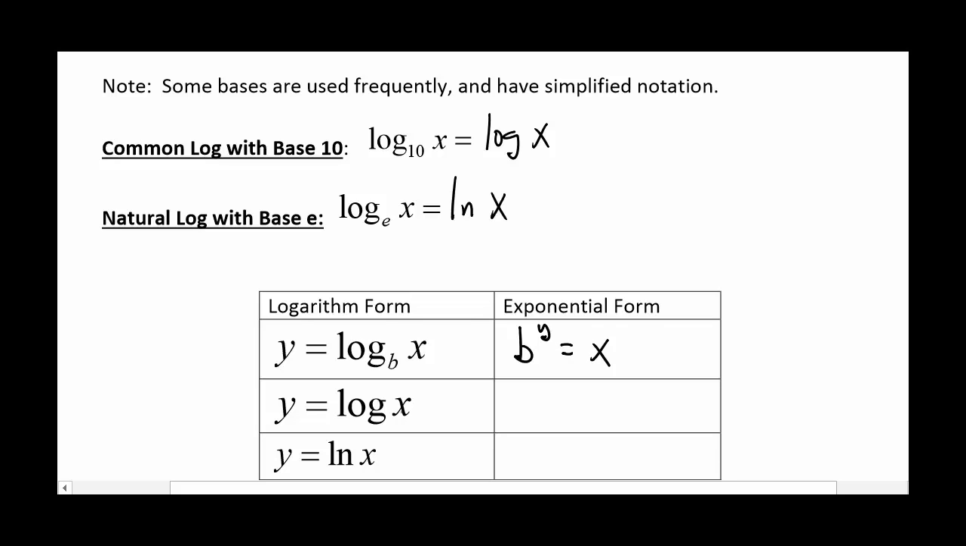Log of x, again, there's an understood base 10 there. So that would translate in exponential form as 10 to the y equals x. And ln, and again, there's an understood e that we don't see. And so that would translate to e to the y equals x.